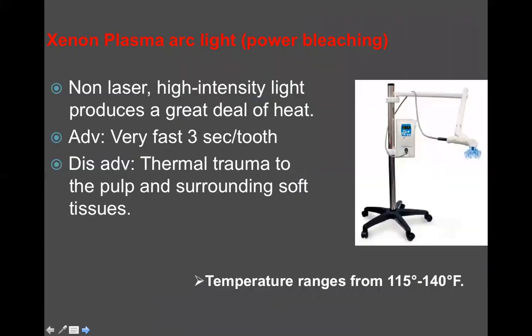In addition to thermocatalytic bleaching, there is something called power bleaching, wherein they make use of a plasma arc light. So these plasma arc lights are special high intensity lights which are available in the market. This can bring about bleaching in a very short period, and is very popular in certain areas, so that the patient is very happy because the change in color happens in less than 3 seconds per tooth.